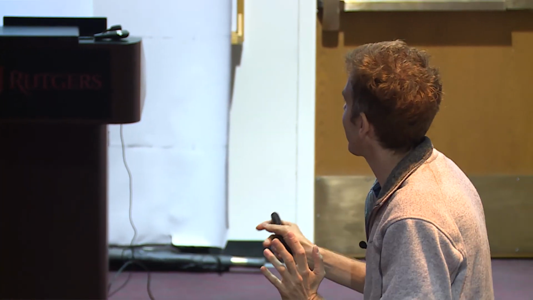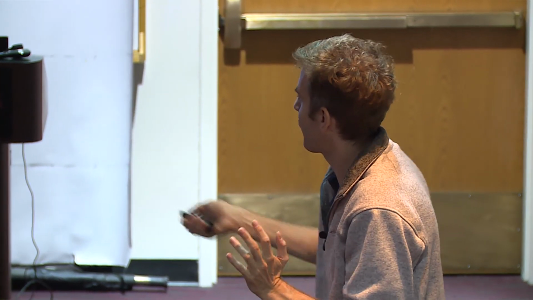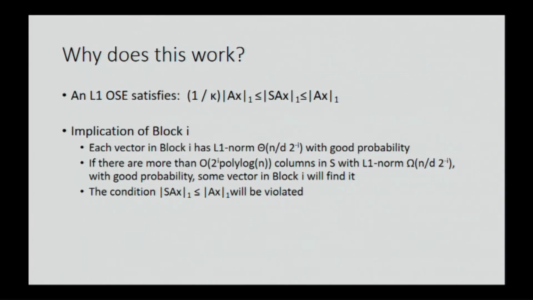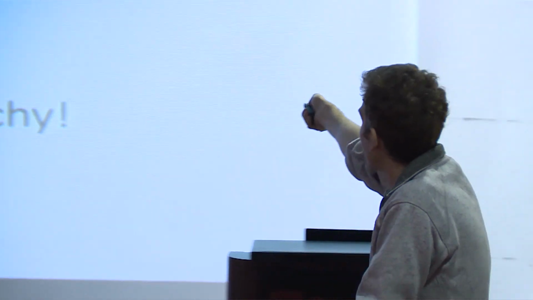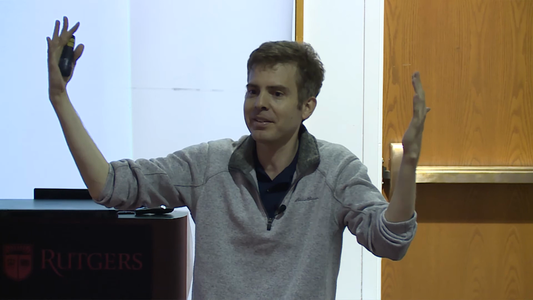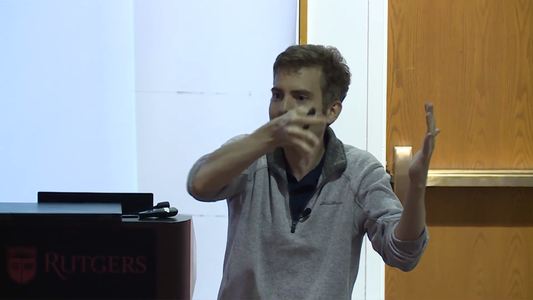Okay, so let's step back and see what we learned. Otherwise this subspace embedding condition is violated, like I said. What did we learn? We learned something about the sketching matrix S. If it's a good subspace embedding, let's look at its columns, and let's look at the L1 norm of its columns. The L1 norm looks like a Cauchy distribution, right? We can't have more than 2 to the i columns with L1 norm more than n over d over 2 to the i. We've characterized the distribution of L1 norms of columns of S.